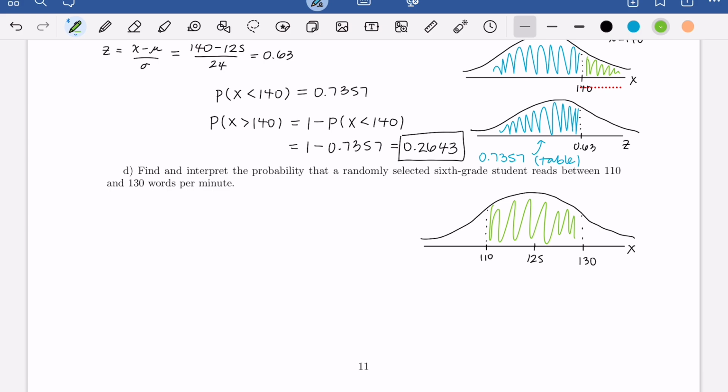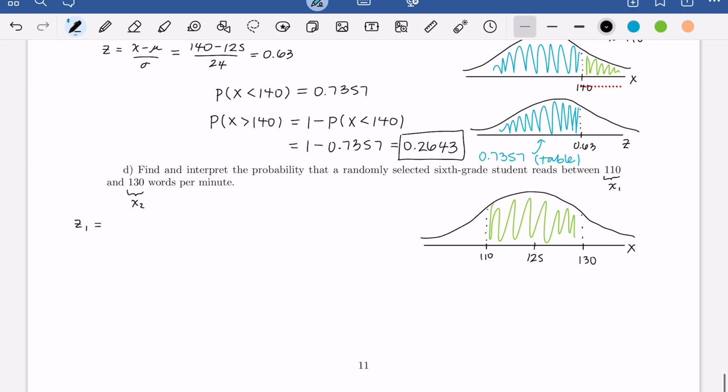In this case, we have two x values. We're going to call this x sub 1. This is going to be 110, and this will be x sub 2. So we're going to need to find two corresponding z-scores. The first z-score, I'll call z sub 1, is going to be given by x sub 1 minus mu over our standard deviation, which is going to be 110 minus 125 over 24, which gives us a z-score of negative 0.63. Then our second z-score is going to be given by x sub 2 minus mu over the standard deviation, which is 130 minus 125 over 24, which gives us 0.21.